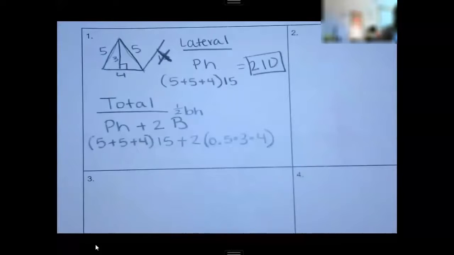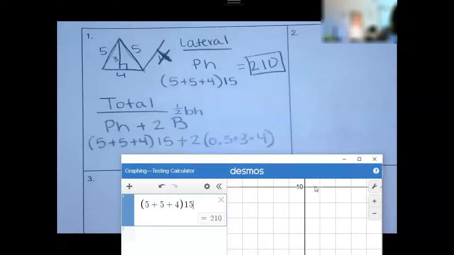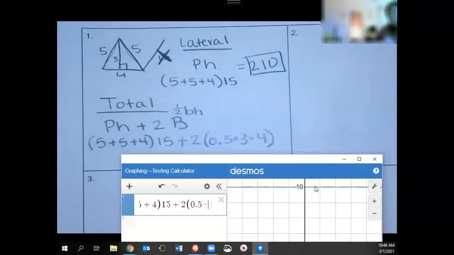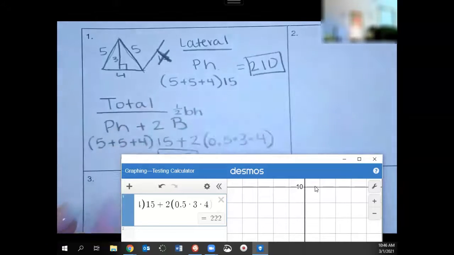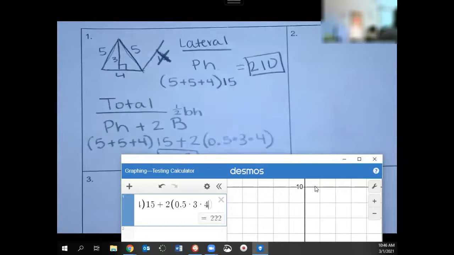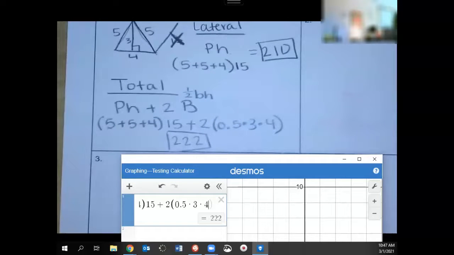So we're going to come back to Desmos. And I've already got the lateral typed in, so I'm really just adding plus 2 times 0.5 times 3 times 4. You should get 222. All right, so you got 222. That's it for this question. So let's move to number 4.